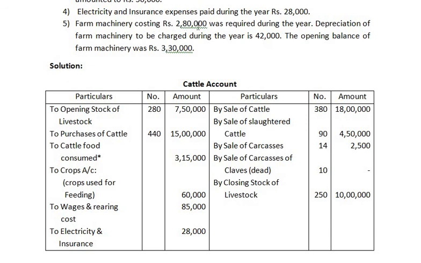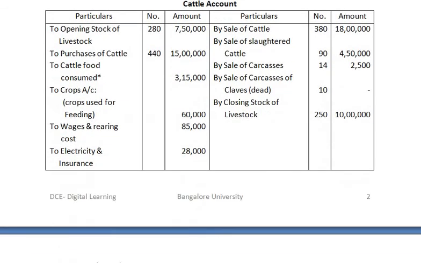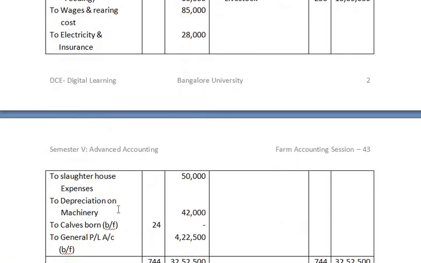Farm machinery costing ₹2,80,000 was acquired during the year. Depreciation of farm machinery to be charged during the year is ₹42,000. The opening balance of farm machinery was ₹3,30,000. So, depreciation charge during the year is ₹42,000. That has to be debited to the cattle account.